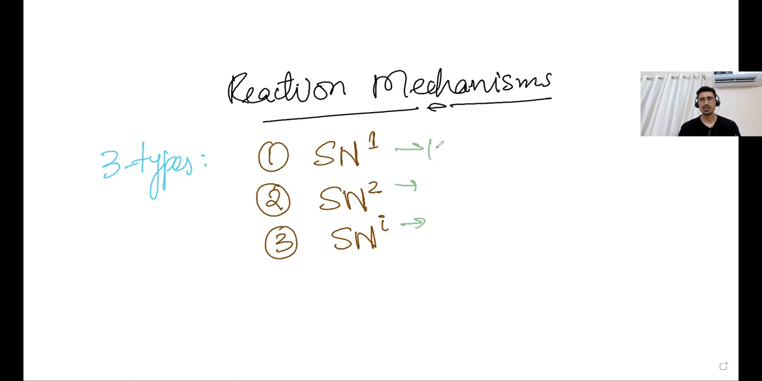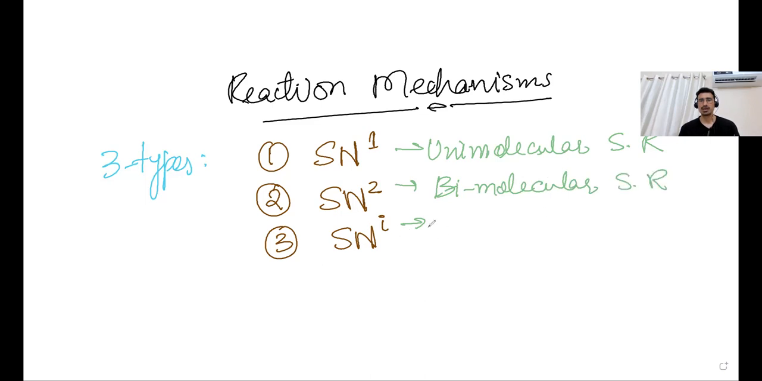Actually, SN1 is called a unimolecular substitution reaction. SN2 is called a bimolecular substitution reaction. And this mechanism, SNi mechanism, is generally called the internal mechanism. So, we shall be discussing all of these separately.